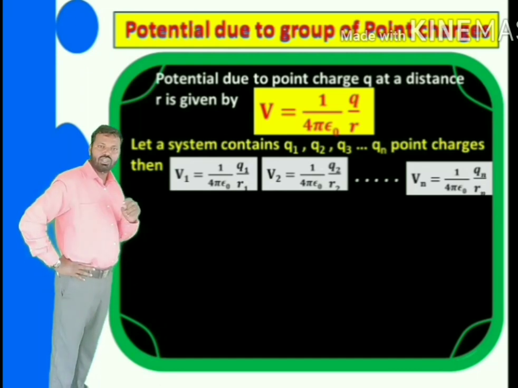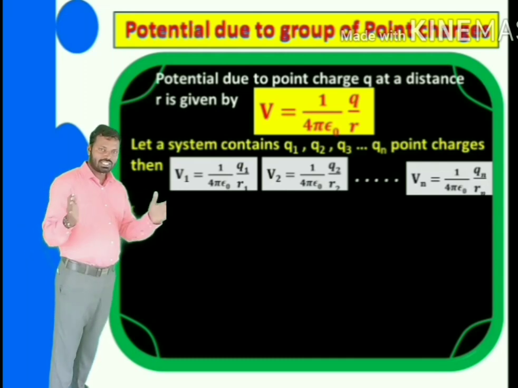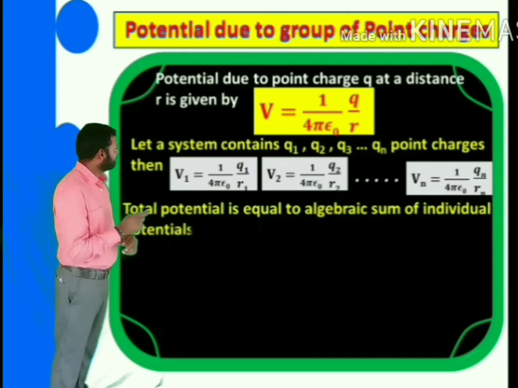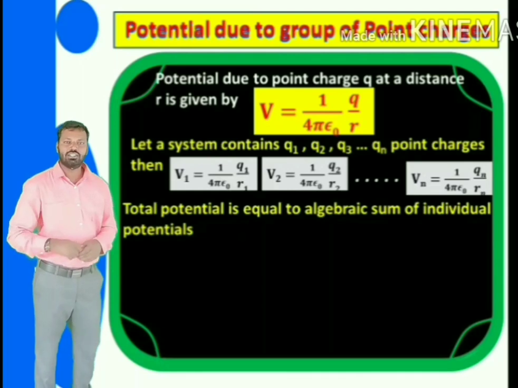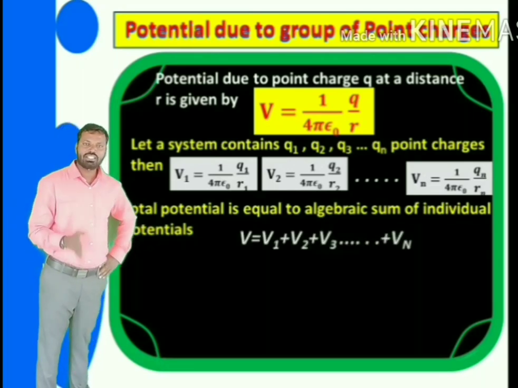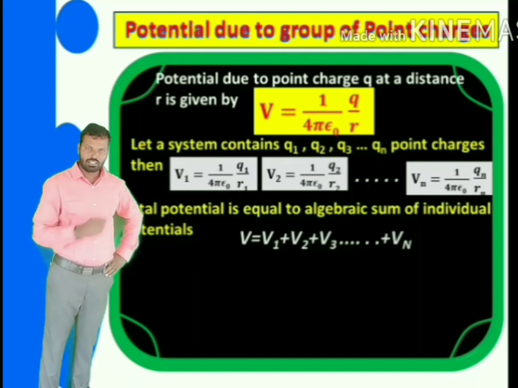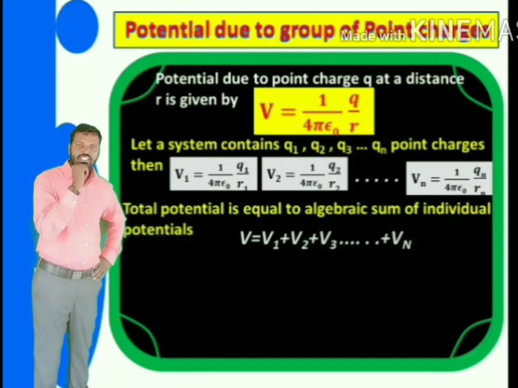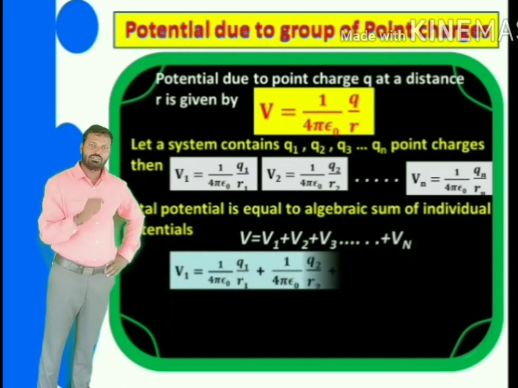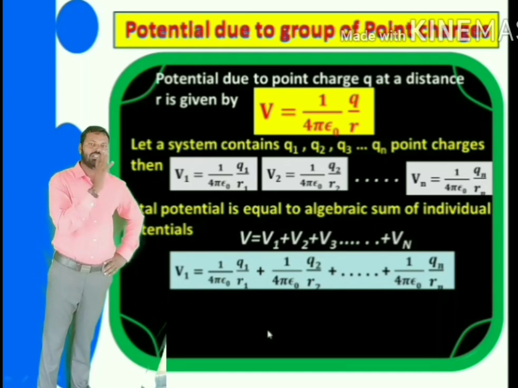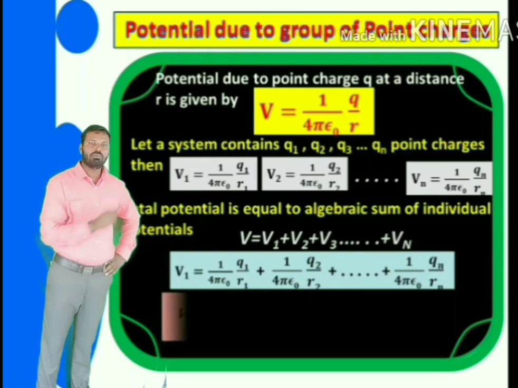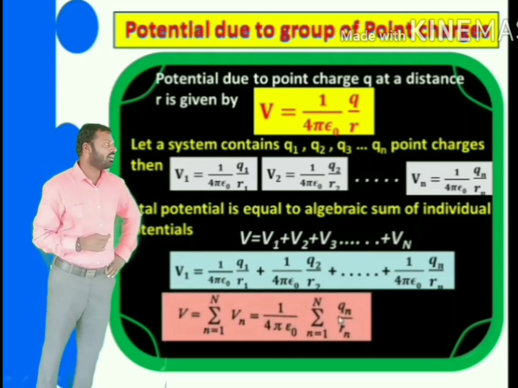In this way, we have to find out each individual potential, then we just add up the algebraic sum of all these individual potentials, which gives you the total potential. So V is equal to V1 plus V2 plus V3, and so on, Vn. If I substitute V1, V2, V3 values, then what I will get? Capital V is equal to 1 by 4 pi epsilon naught Q1 by R1 plus 1 by 4 pi epsilon naught Q2 by R2 plus so on, 1 by 4 pi epsilon naught Qn by Rn.